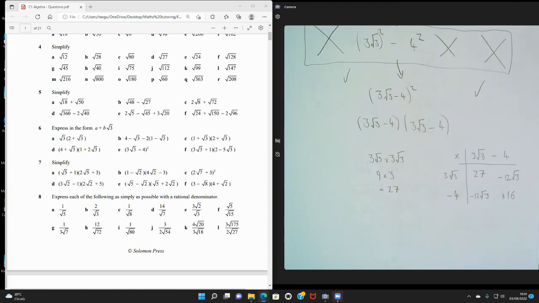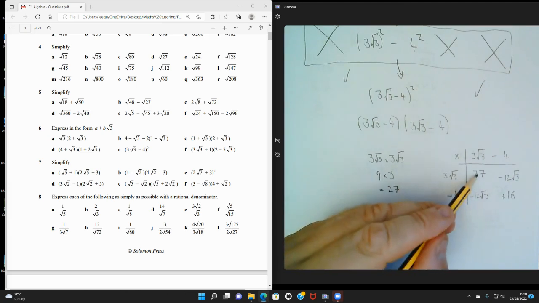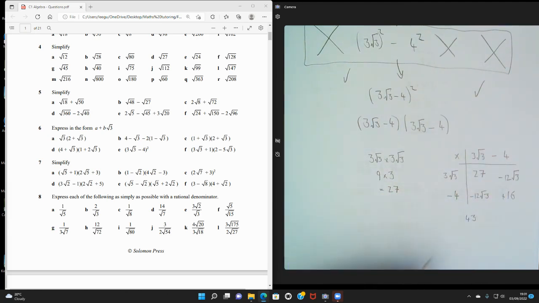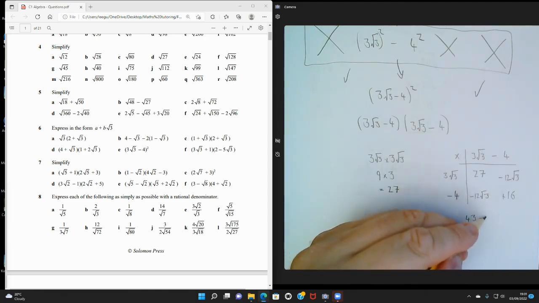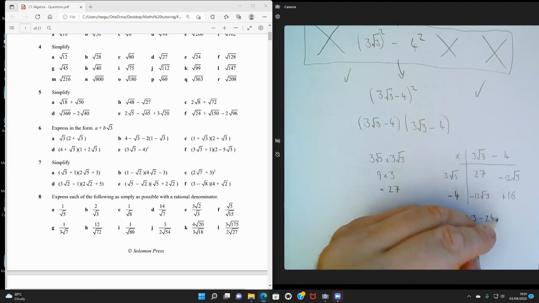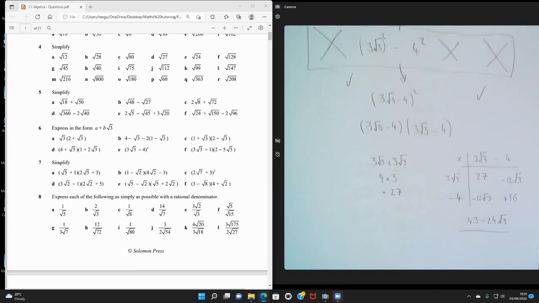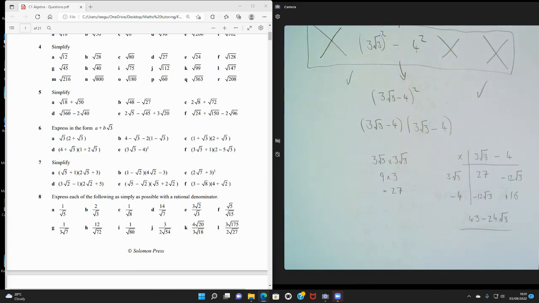So now we collect together our like terms. So we've got 27 add 16 is 43. And then we've got minus 12 root 3, and take off another 12 root 3 is minus 24 root 3. So that one is 6e, and 6e is 43 minus 24 root 3. So that's an example of how we would multiply brackets with surds.